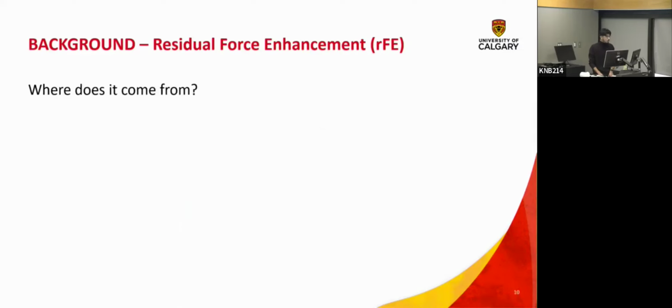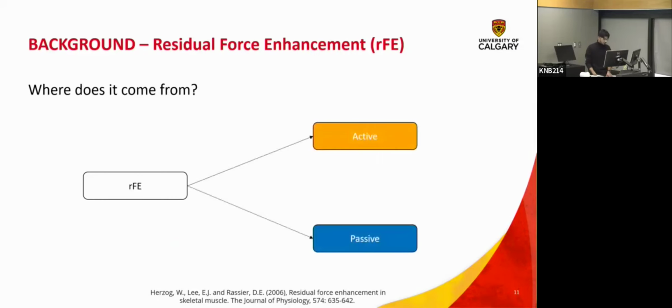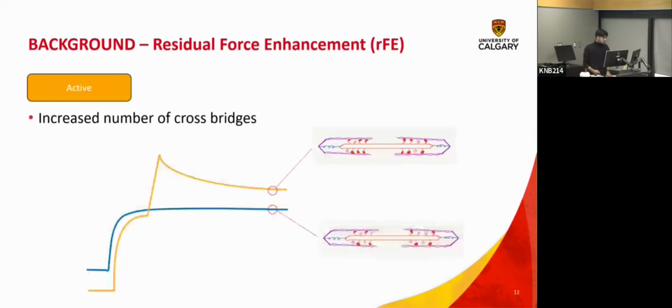So while we don't really know where RFE comes from, what we do know, and what researchers for the most part are in consensus of, is that RFE is comprised of two components that are both engaged in producing RFE. The first of which is the active, the second of which is the passive. Let's talk about what this might look like in the context of an active stretch. The active component might look like one of two things.